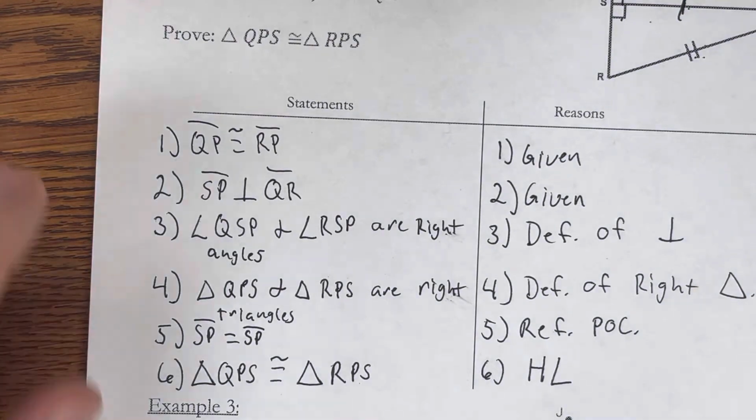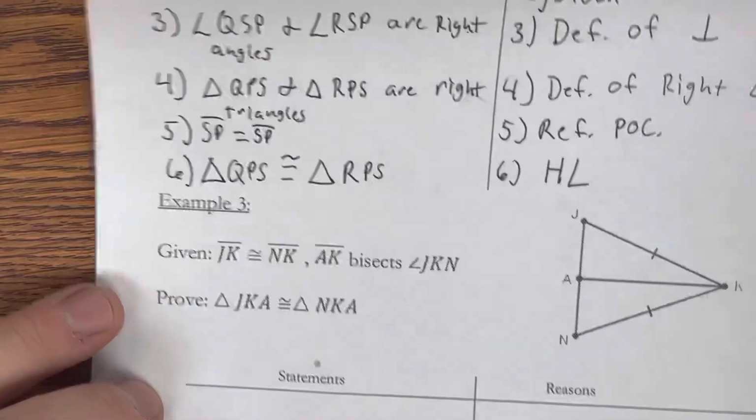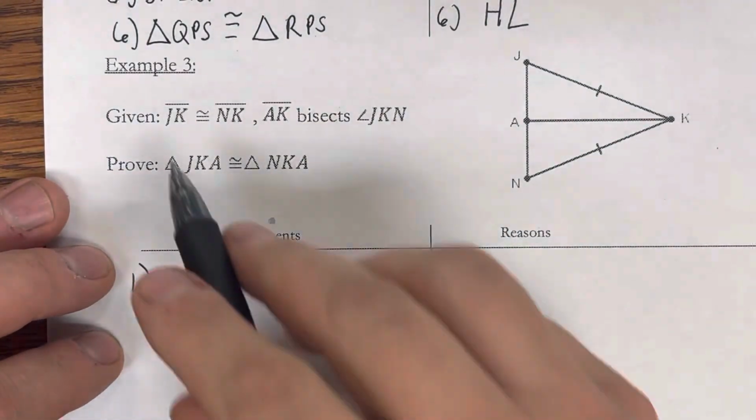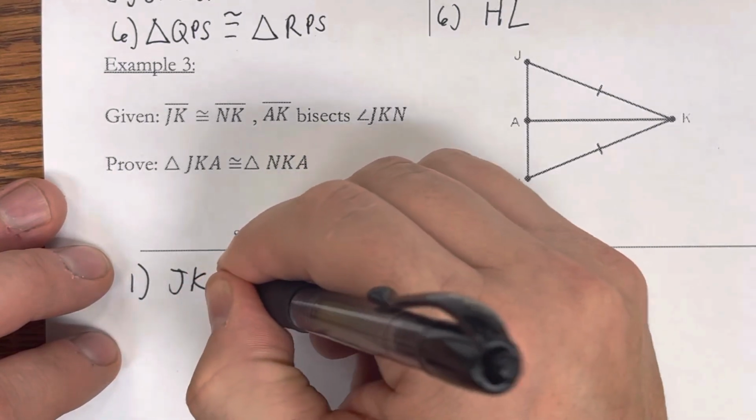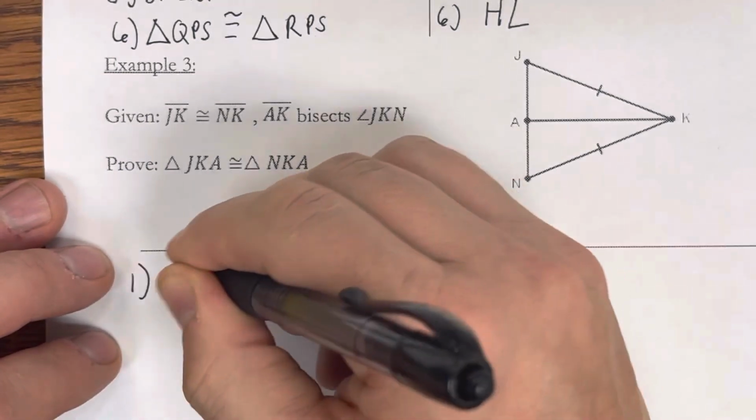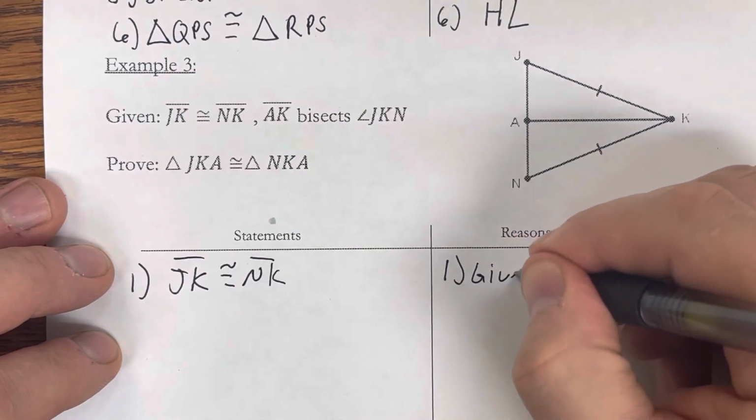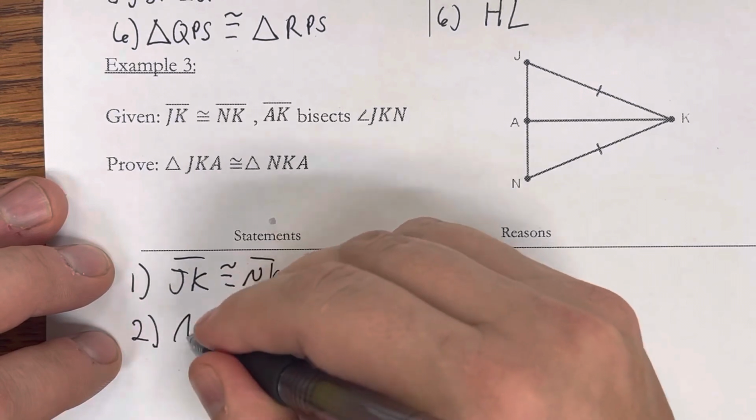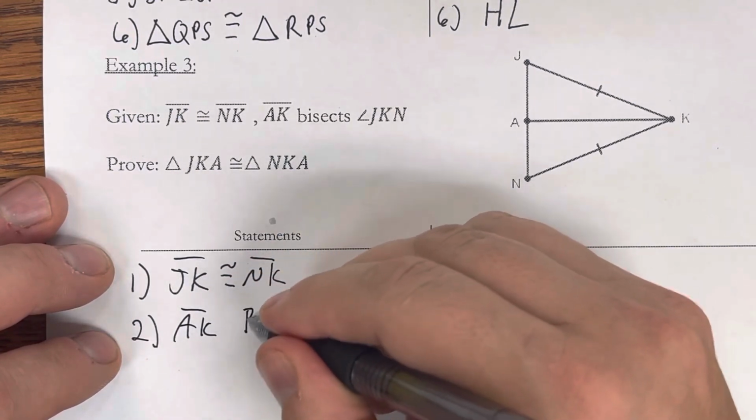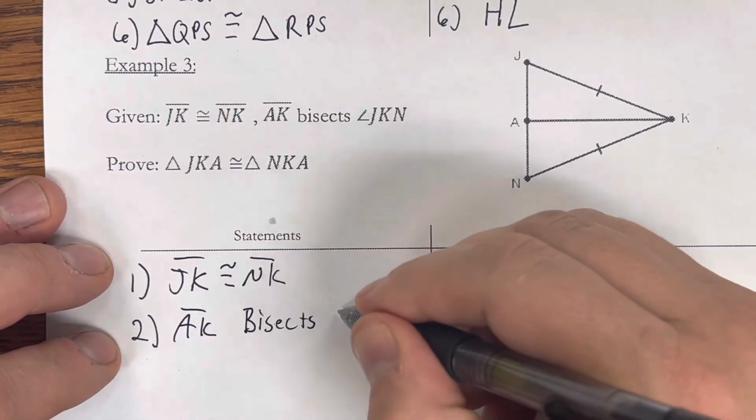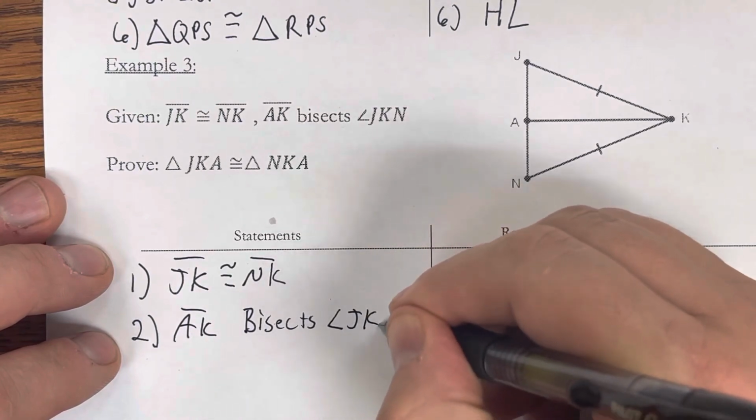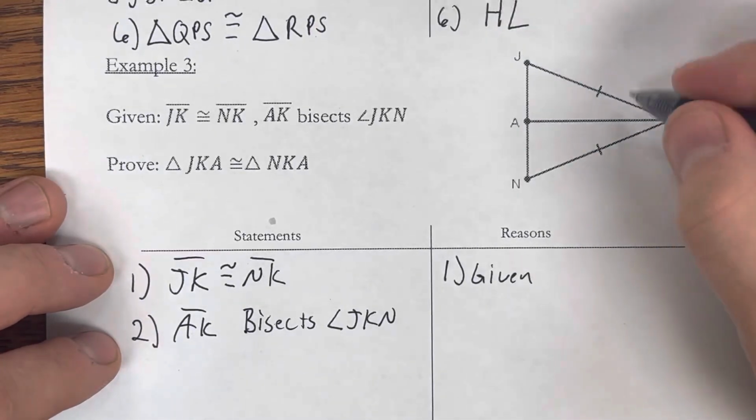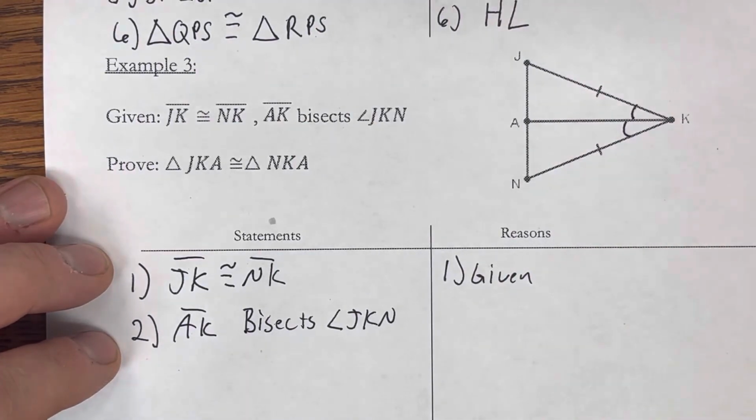And we have one proof left. So let's see what we got here. Step 1, use our given. Our first given just states JK is congruent to NK. Reason: given. JK, NK, those are marked. Step number 2, AK bisects angle JKN. So we're bisecting angle JKN. So JKN is being cut in half. That means the two little angles are congruent.